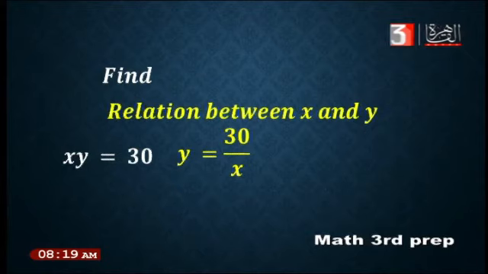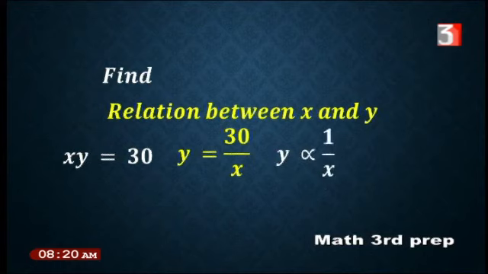Because in the previous direct variation, we have studied that y equals m times x. So it is direct variation. When it is y equals m over x, it is called inverse variation. And it is written as y varies 1 over x. We can say that y varies 1 over x, and it can be said that y varies inversely with x.